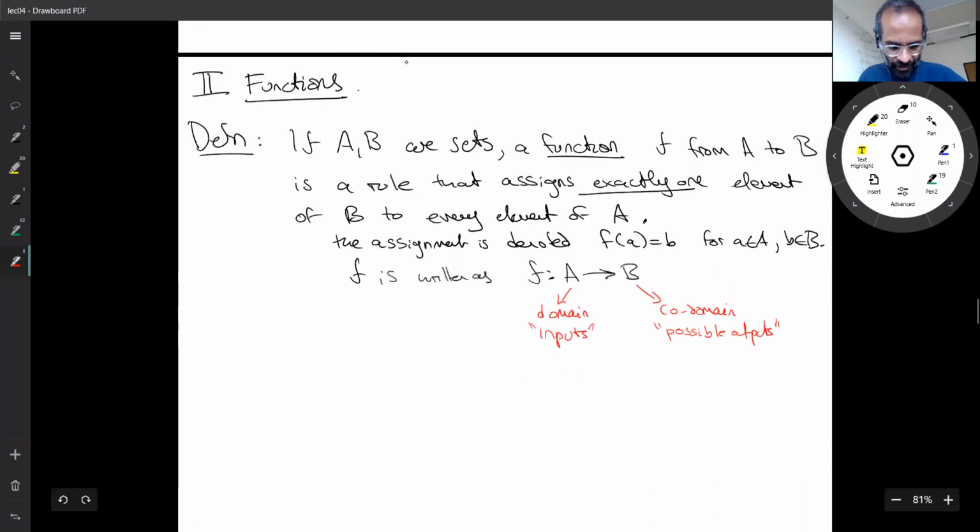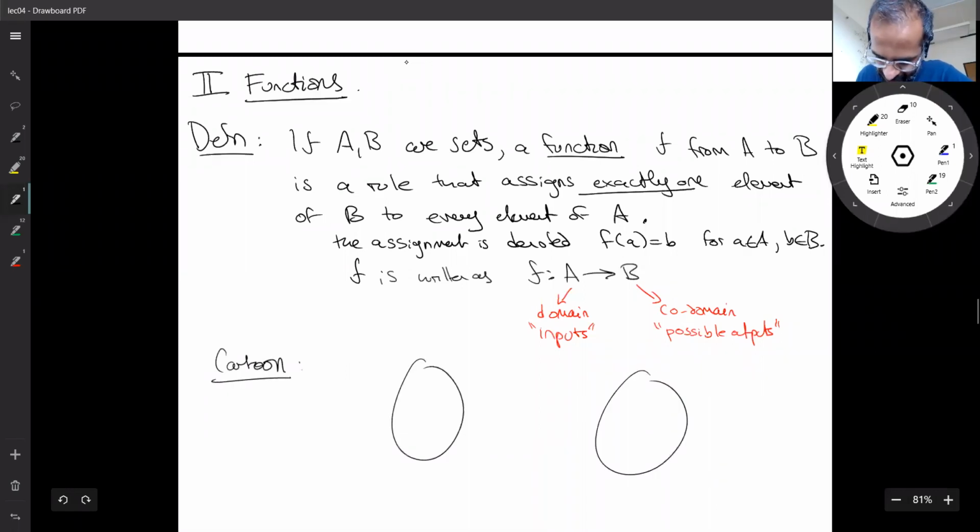But the cartoon here is that you have two sets, which are just these circles A and B, and they each have some elements. A function has to assign exactly one element of B to every element of A. So for every element of A, there has to be an arrow that takes it to an element of B. Let's say these are called B1 through B5, and this is A1 through A4. Then this relationship is that f of A1 equals B2. For every element in the domain, it has to get mapped to some element of the codomain.